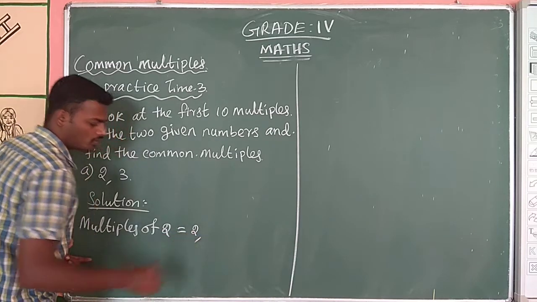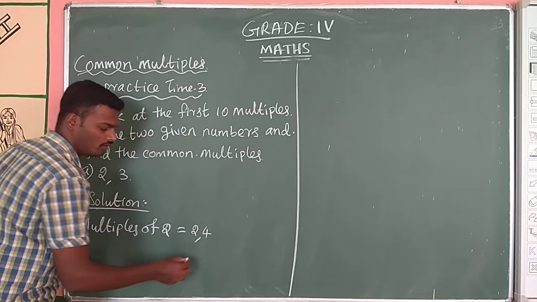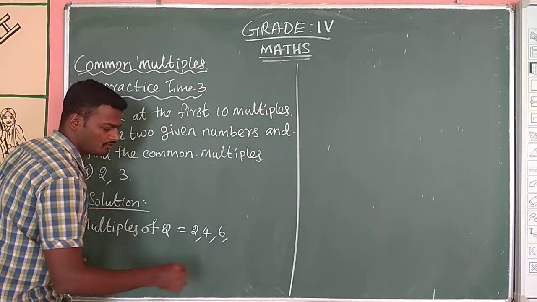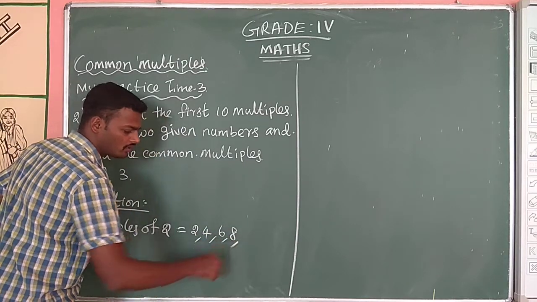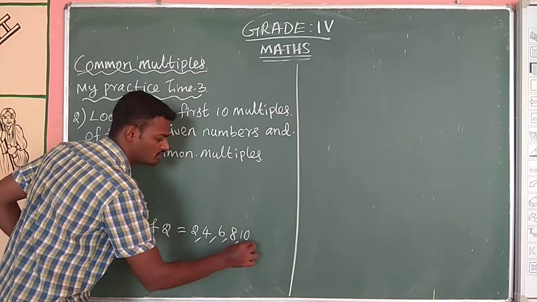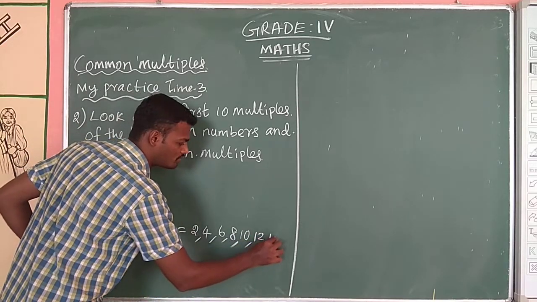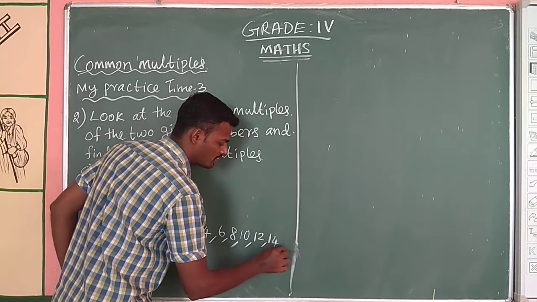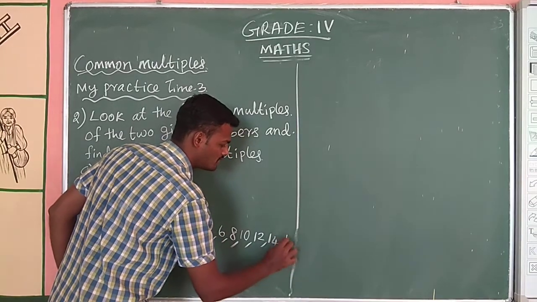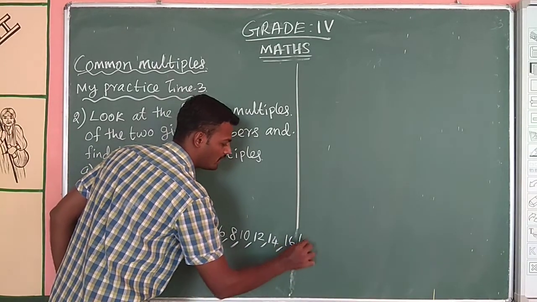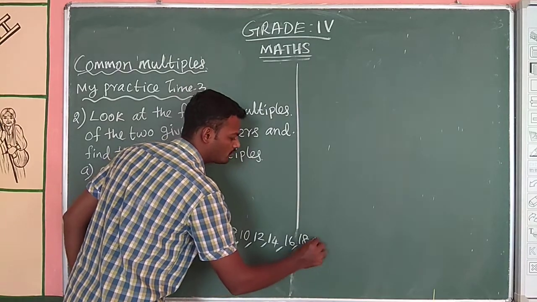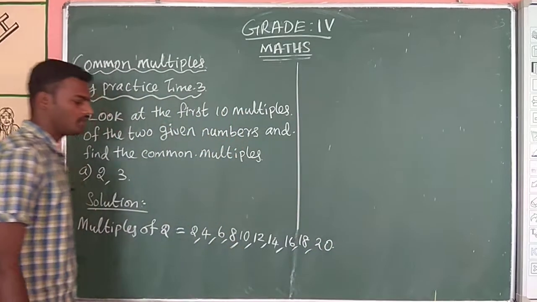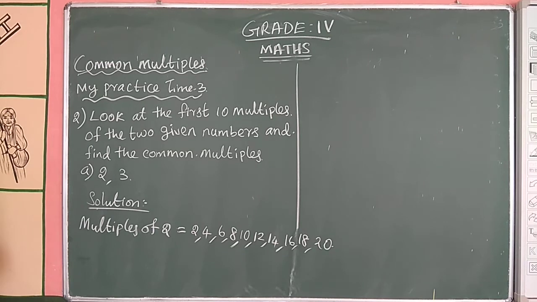1 2 is 2, 2 2s are 4, 3 2s are 6, 4 2s are 8, 5 2s are 10, 6 2s are 12, 7 2s are 14, 8 2s are 16, 9 2s are 18, and 10 2s are 20. Next one.